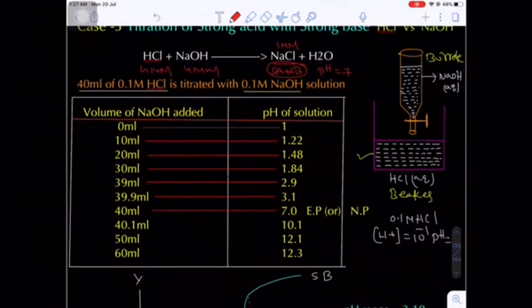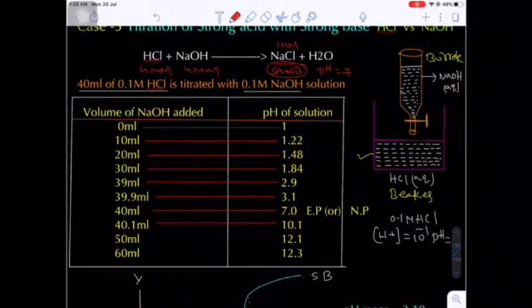What is the salt here? Salt of a strong acid and strong base. We know the pH of a salt of a strong acid and strong base will be equal to 7 at room temperature. Now from 39.9 ml to 40 ml, just a 0.1 ml addition of NaOH, the pH value drastically increases by approximately 4 units. That means from 3.1 to exactly 7. Are you getting it? Nearly 3.9 units of pH suddenly jump.